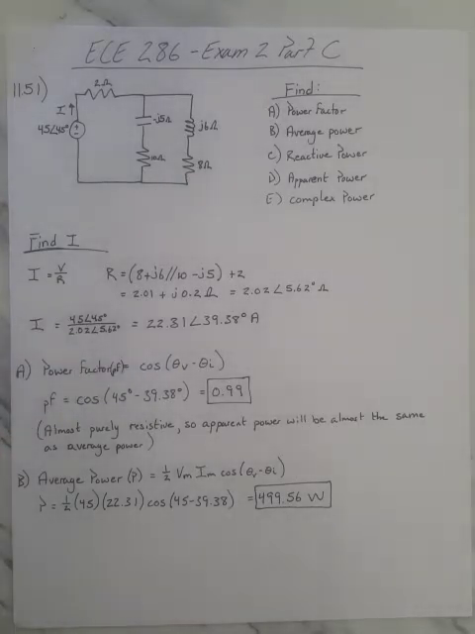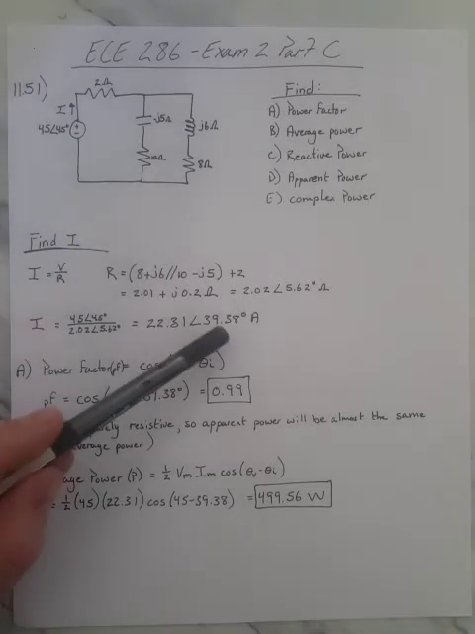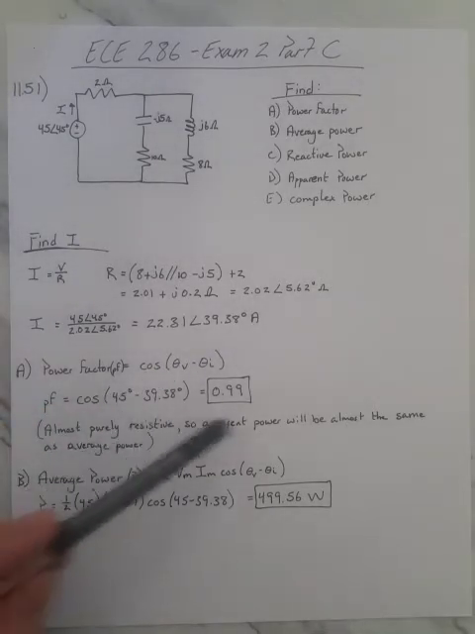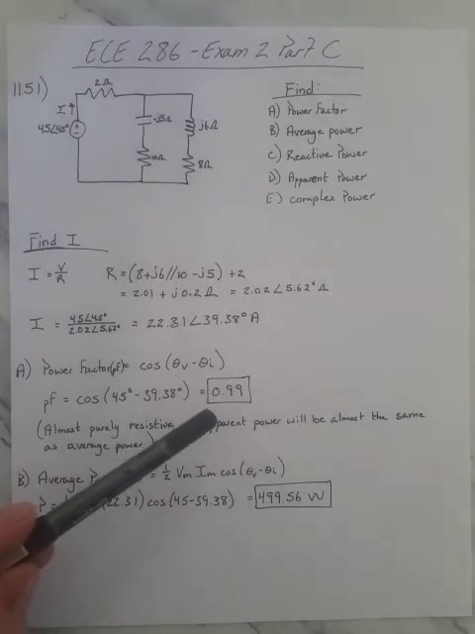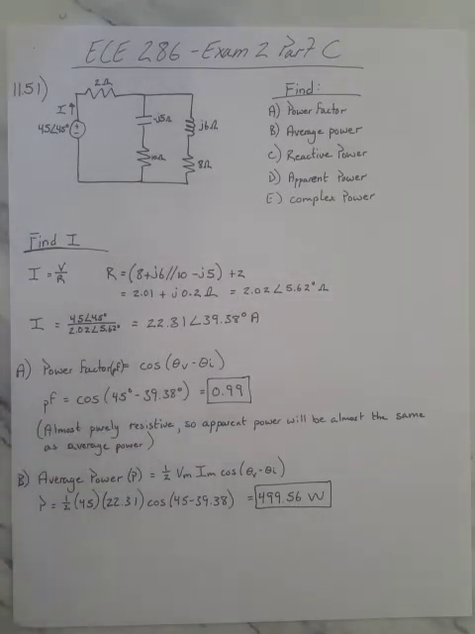So the first thing we're going to find is the power factor. The power factor is the cosine of the phase difference between the voltage and the current in this circuit. So we plug that in, we find our phase here is 45 degrees, and then we've got 39.38 degrees here. It gives us a power factor of 0.99. So it's almost ideal. It's almost purely resistive.